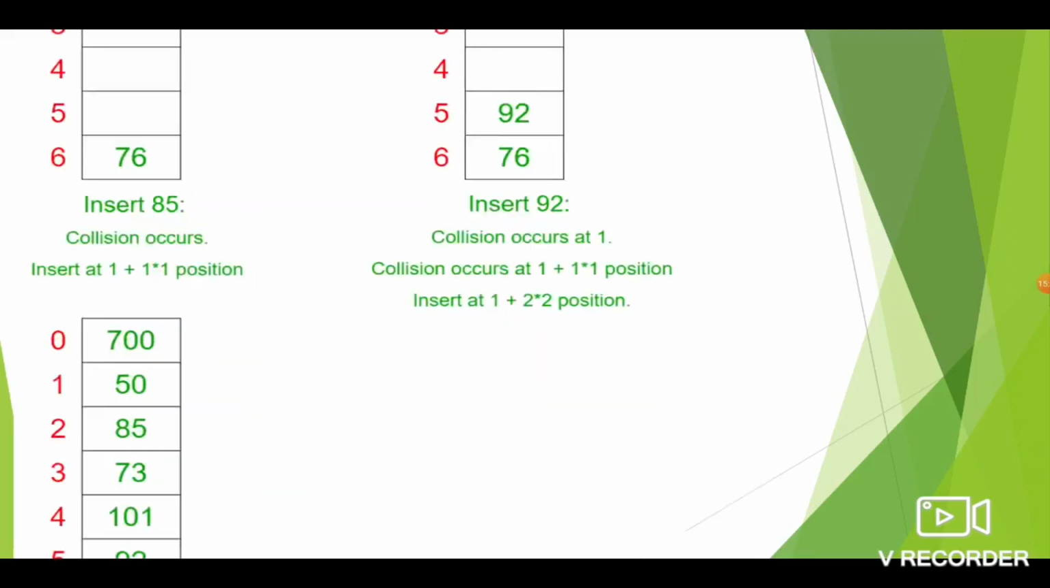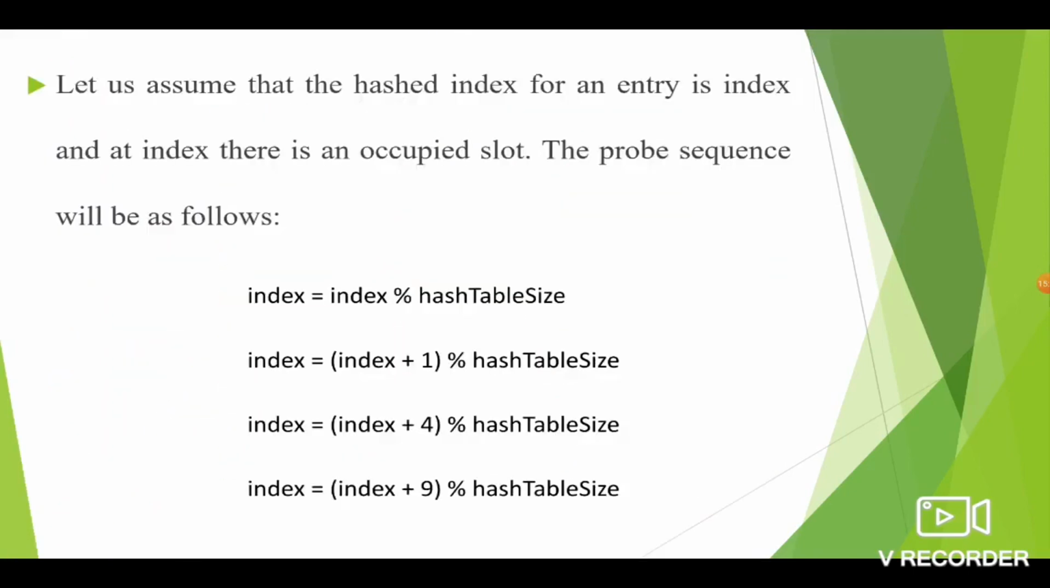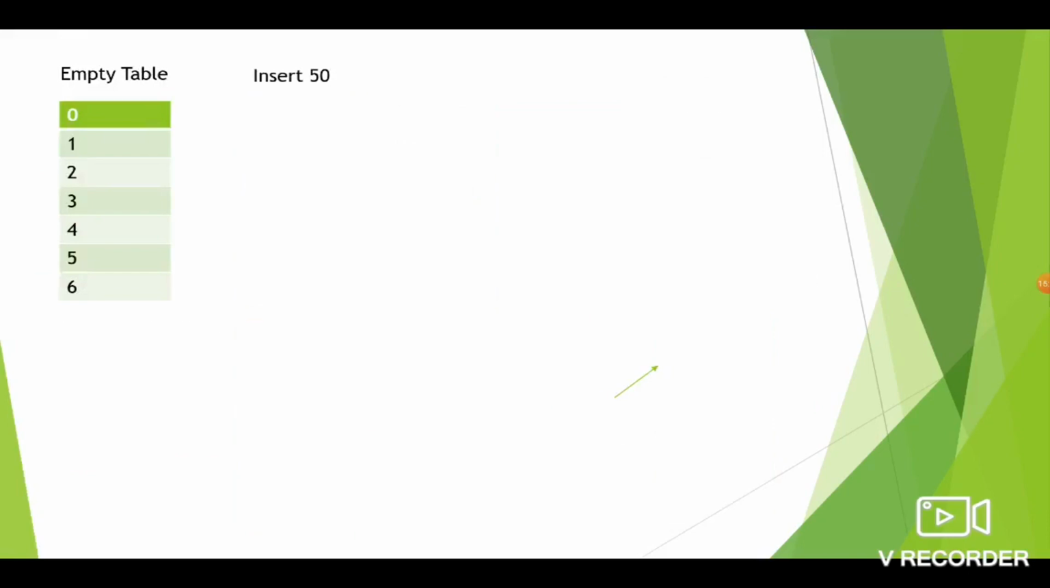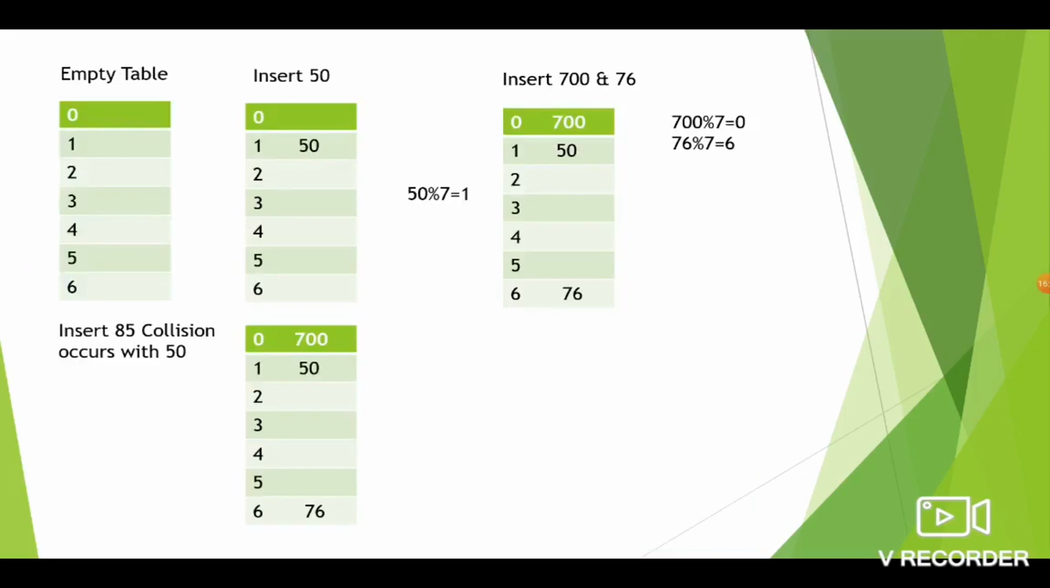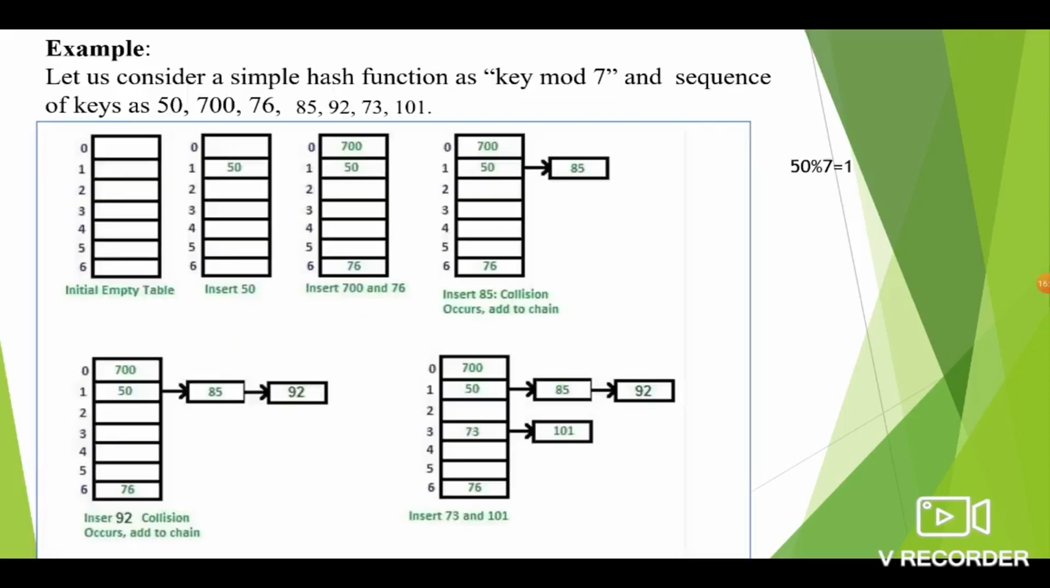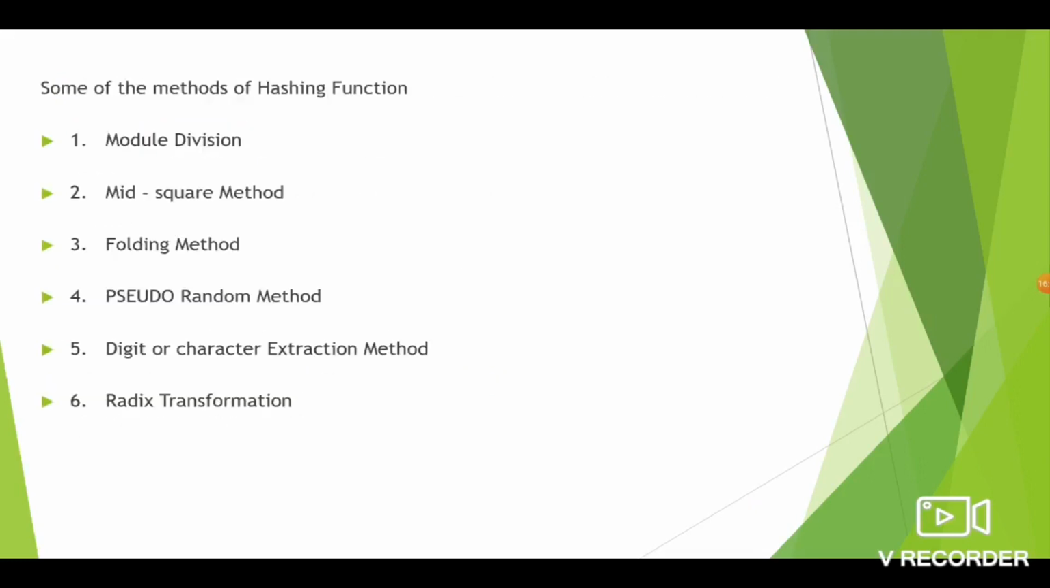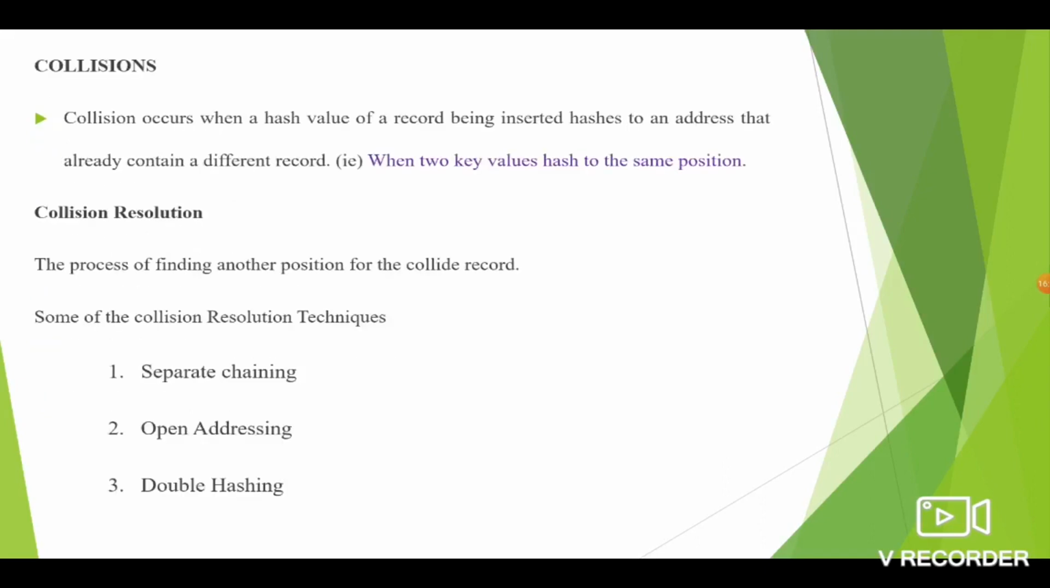So that's about hashing techniques. Once again, I am just explaining what hashing is. Hashing is a technique using which you can perform insertion, deletion and searching operations in constant average time. To perform hashing, we need a hash function. What is a collision? If for two key values we get the same position, then it is called a collision.